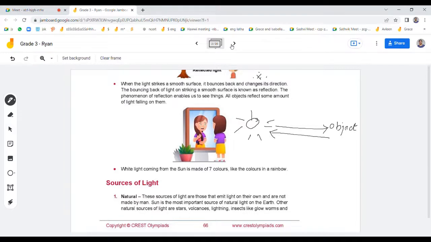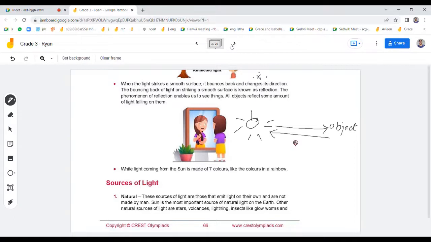Second point they have given, read the second point, white light. White light coming from the sun is made of 7 colors, like the colors in the rainbow. Do you know the colors of a rainbow? Can you name the colors of a rainbow? Red, orange, yellow, green, blue, indigo, violet. Yes, 7 colors.